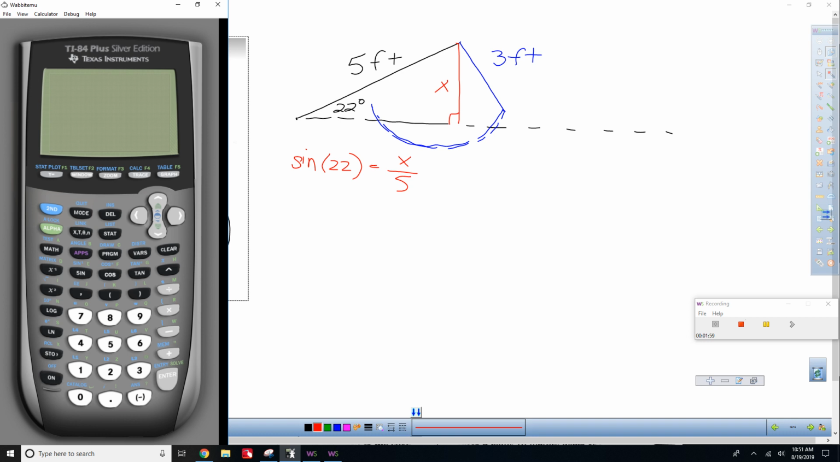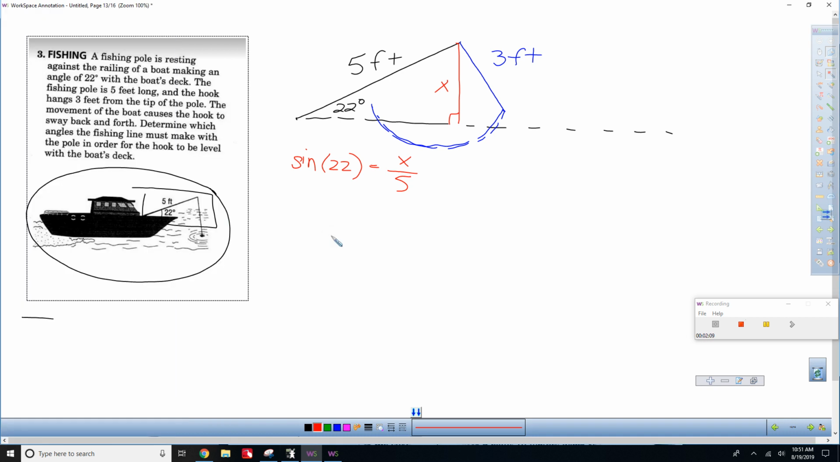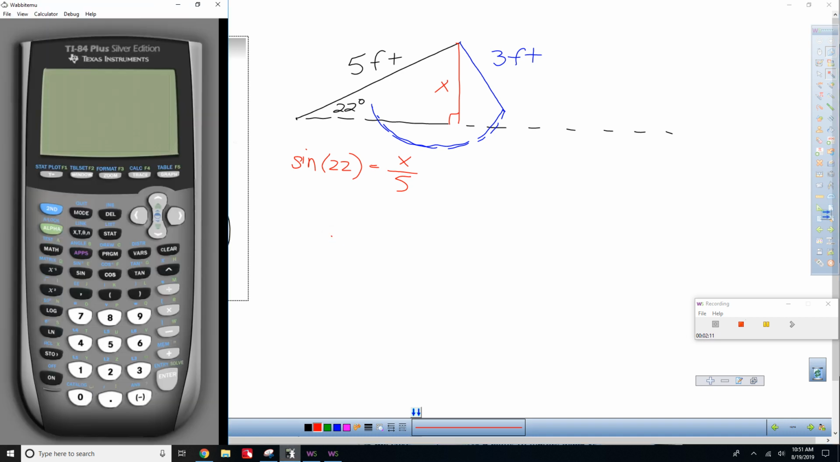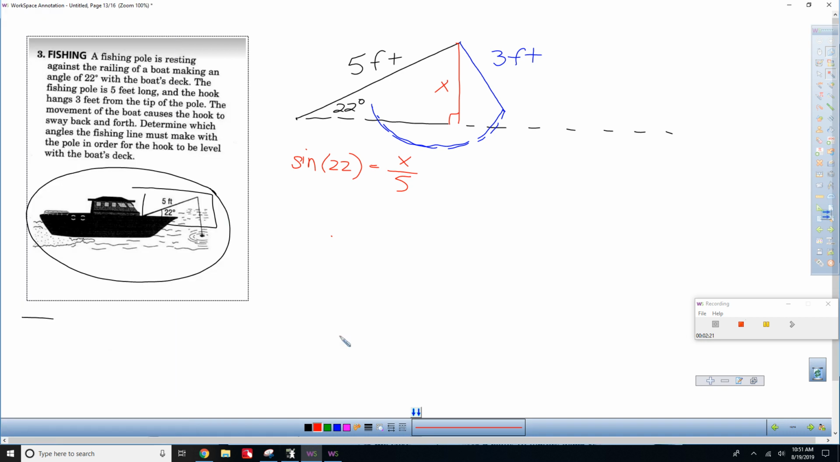All right, I'm going to have to do it on my hand calculator. For some reason, that's not working. Try it again. I'll pause the video real quick.